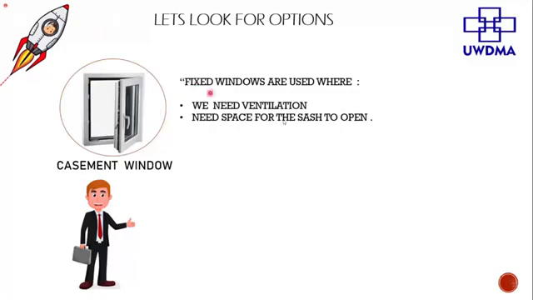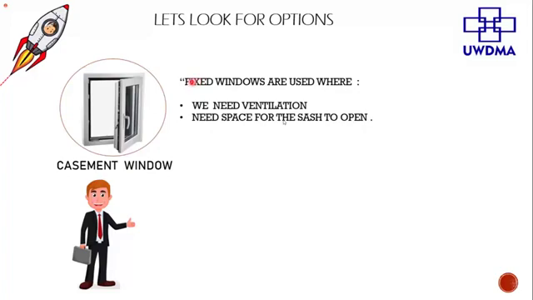Okay, so this is not a fixed window. Don't read it as a fixed window. It is casement windows. So now fixed windows, as we have seen, we can go for fixed windows, but only for the location where we don't need ventilation. But now we're talking about casement windows.